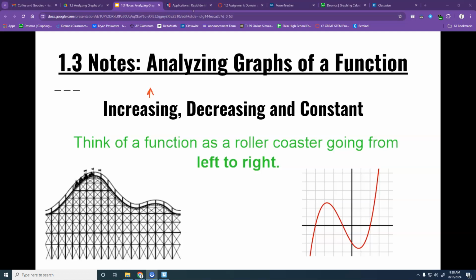Okay, so if we have a function that is increasing, it's going up, right? If we have one that's decreasing, it's going down. If we have a function that's constant, it's just staying the same, so it's just a flat, horizontal line. You want to think of this as a roller coaster, and you're riding this roller coaster from the left side to the right side, okay? It's really important because if you look at it any other way besides left to right, you're going to get these wrong. So we're always starting over here and going this direction.